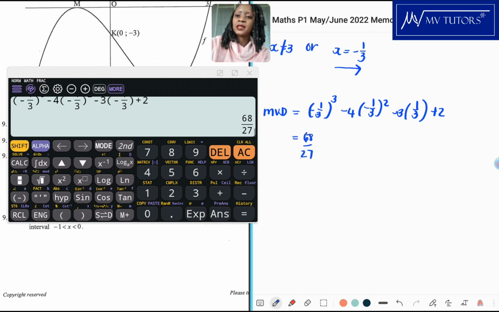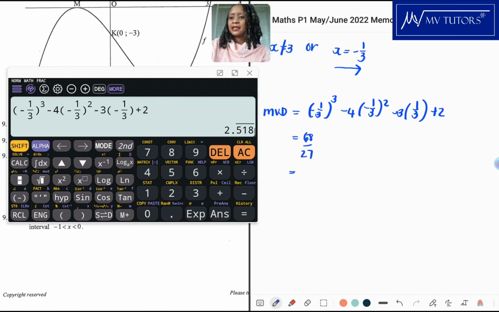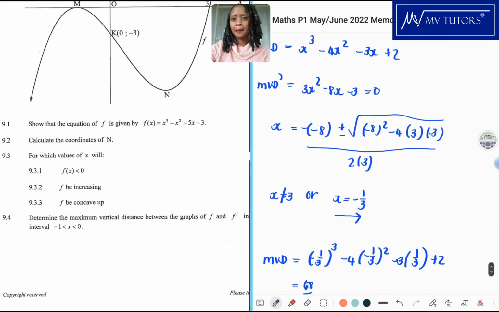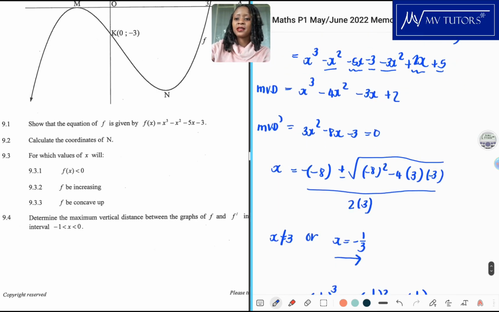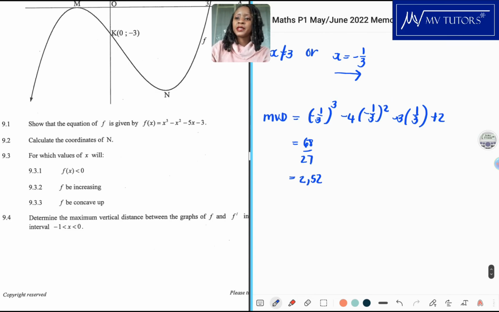I just want to see what the decimal answer is. Okay, so that is 2.52. Does that make sense? Yeah, it kind of does. But again, I did not draw this to scale. For all we know, this parabola has shifted up, but I can't really compare much. I'll just have to trust that my answer is correct. So the maximum vertical distance would be 2.52 units.